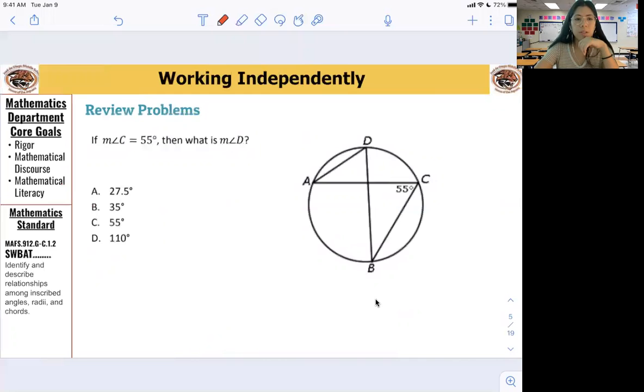All right. So if angle C is 55 degrees, then how much is angle D? Put it in the poll. 30 seconds, go. Ten seconds remaining. 5, 4, 3, 2, 1.